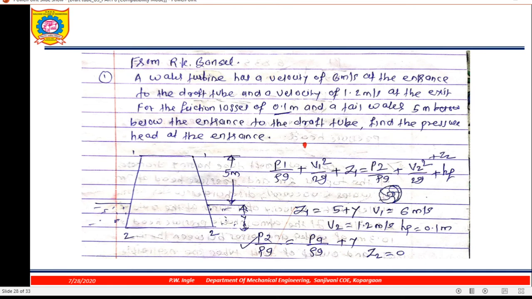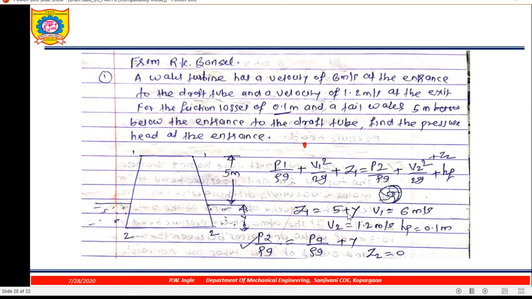Next problem. A water turbine has a velocity of 6 meter per second at the entrance to the draft tube and a velocity of 1.2 meter per second at the exit, for a friction loss of 0.1, and tail race water is 5 meter below the entrance to the draft tube. Calculate pressure head at the entrance. So write down P1 by rho g plus V1 square by 2g plus Z1 equal to P2 by rho g plus V2 square by 2g plus Z2 plus HF. HF is the loss of head due to friction.